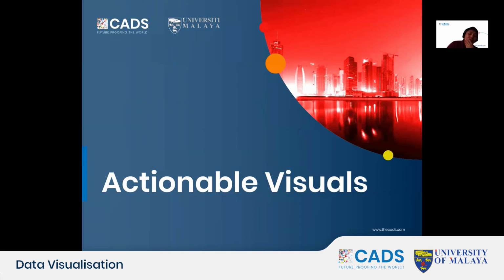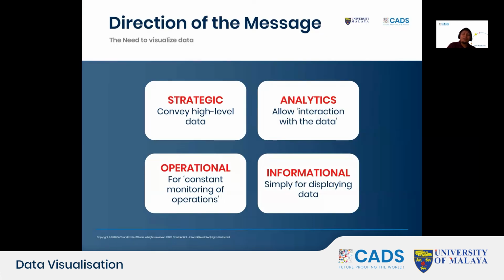Yeah. So the last topic we would go into is making your visual actionable, meaning that your audience could take action on it, rather than just viewing it and knowing nothing about it. All right, so there are 4 directions of messages. We could have strategy, which conveys high-level data, and we have analytics, so you allow your audience to interact with your visual, and we have operational. Let's say the dashboard on your car, right? That's an operational visual. It gives you the idea of a live visual where you could take action immediately.